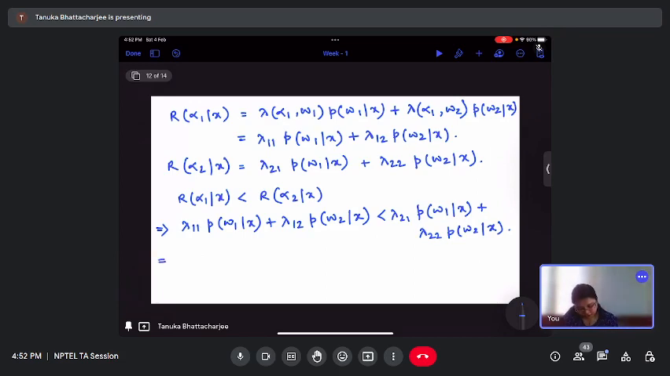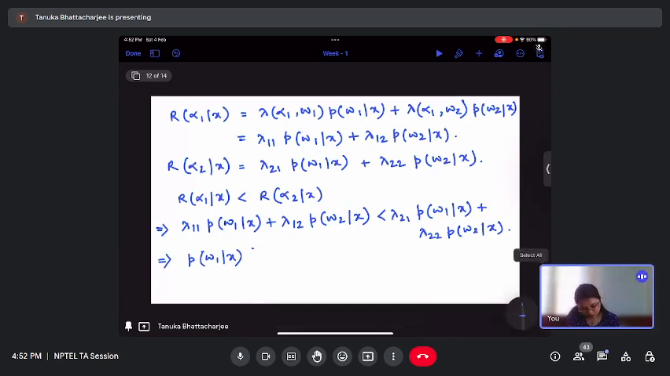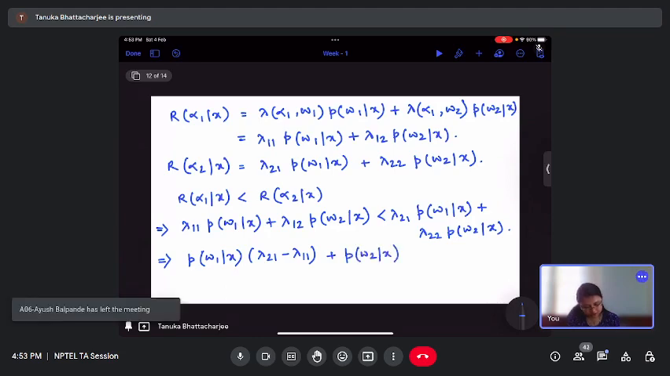let us take all of this to one side, and if I take probability of omega 1 given x common, into lambda 2 1 minus lambda 1 1, plus probability of omega 2 given x common into lambda 2 2 minus lambda 1 2, that should be greater than 0. I have taken all of the elements to the right side.